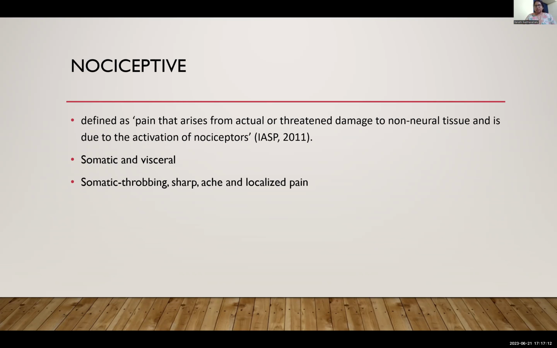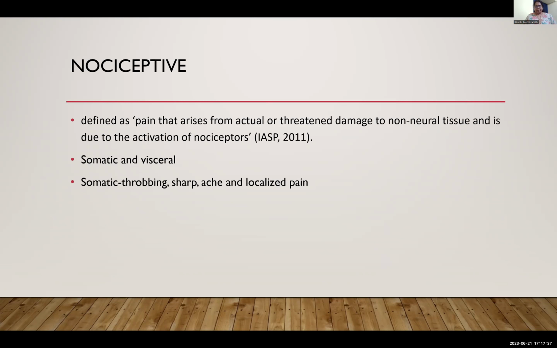Nociceptors are receptors involved in the pain signaling pathway. I think you will be learning this in pathophysiology of pain. So there are different kinds of receptors involved in the pain signaling pathway. Nociceptive pain, as we saw, is classified as somatic and visceral.